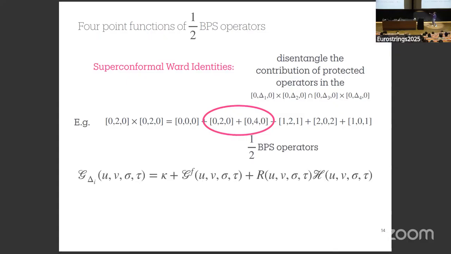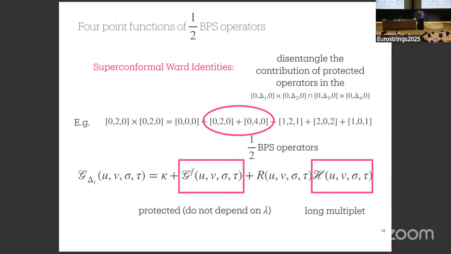And then, by solving the superconformal Ward identities, we can write our four-point function in this way. So we will have a part here, which essentially contains all the protected operators that appear inside the operator product expansion of my half BPS operator. So this function does not depend at all on lambda, while this function here instead takes into account the contribution of the long multiplet. This function R is just a function that is completely fixed, it is kinematical. And then there is the information here of operators coming from long multiplets.